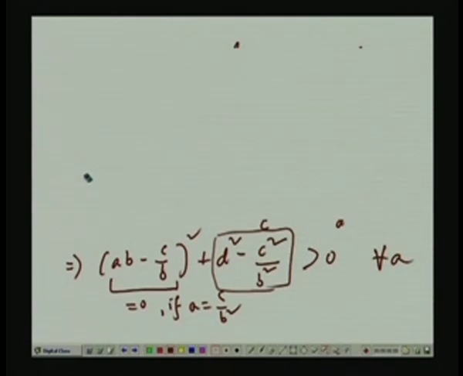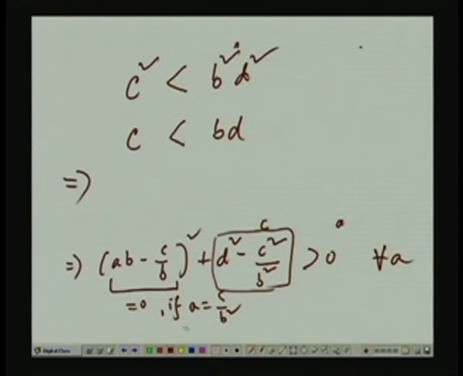Okay. What does that mean? That c square is less than b square d square, or if you take the positive square root from both sides, c must be less than b d.